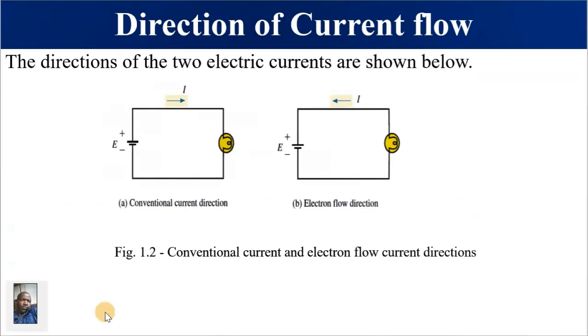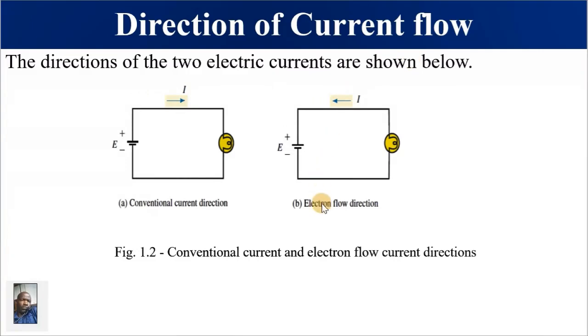An illustration of conventional current direction, which is Fig A 1.2a, as well as electron flow direction. As you can see, this is our positive supply and our load is a bulb. So the movement of positive charges, electrons according to some scientists, is from the positive terminal through our load, which is the bulb, and to the negative terminal of the applied voltage. E stands for electromotive force. And please take note of this direction.